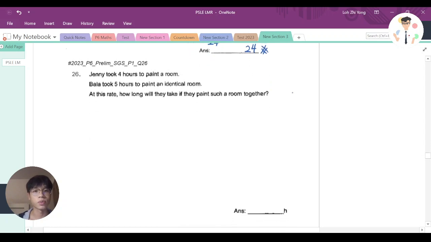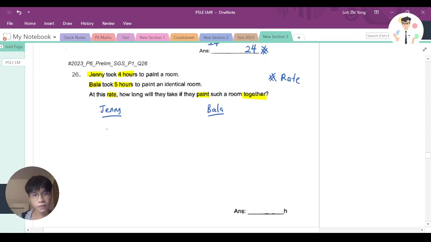Paper 1, question 26. Jenny took 4 hours to paint a room. Bala took 5 hours to paint an identical room. At this rate, how long will they take if they paint such a room together? So Jenny, 4 hours, Bala, 5 hours. And at this rate, they'll be painting together. So of course, as you know, this is a rate question. You should know this. So let me just write here. This is Jenny. This is Bala.